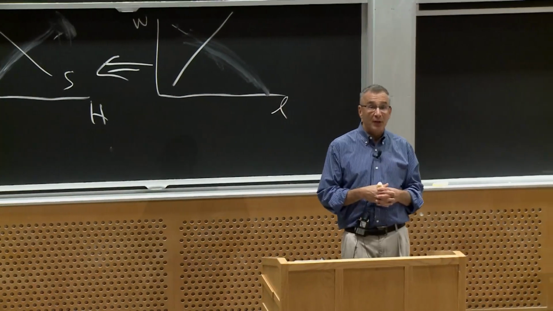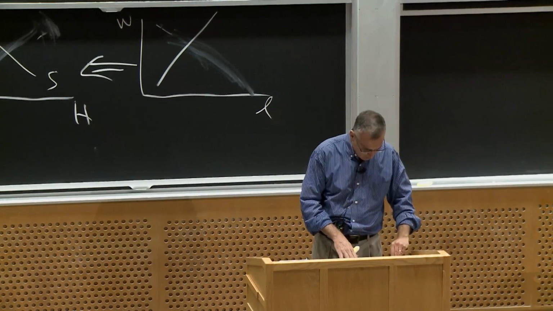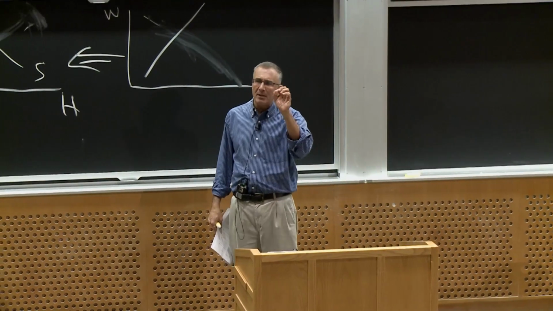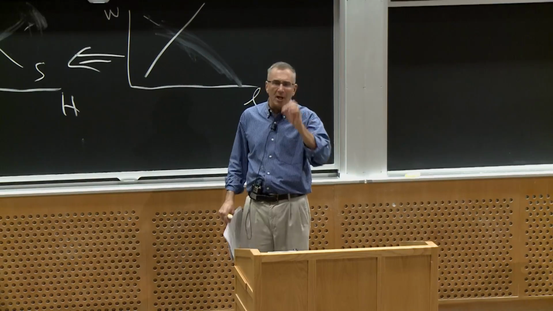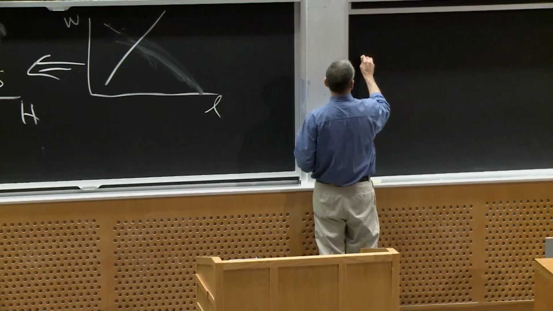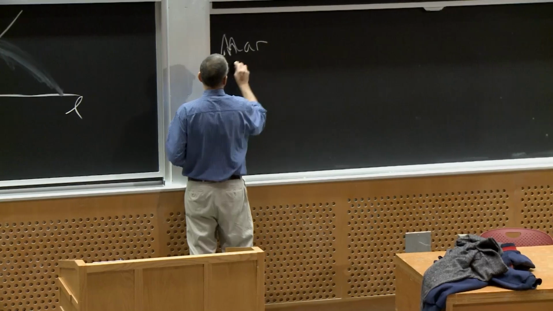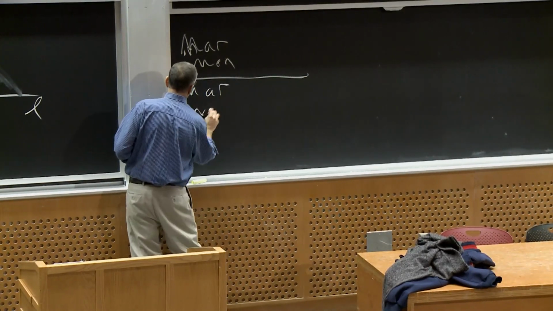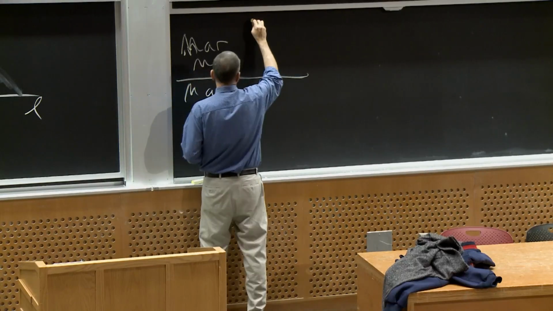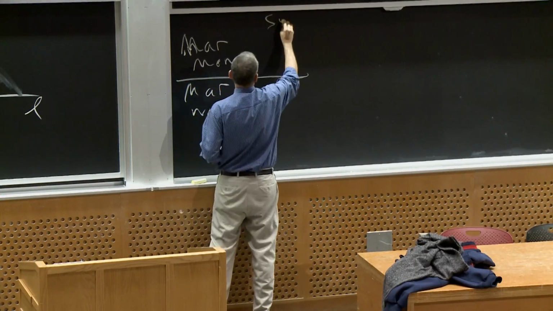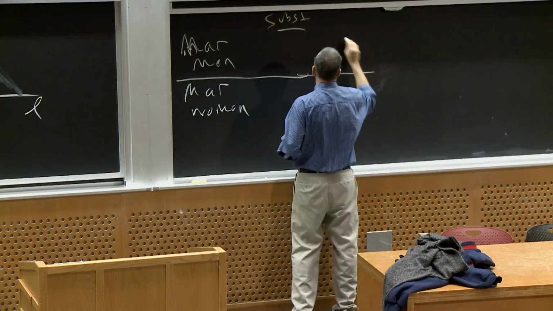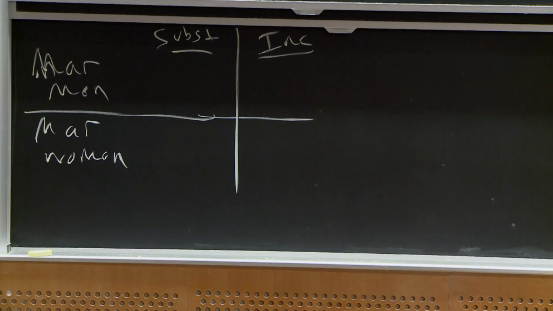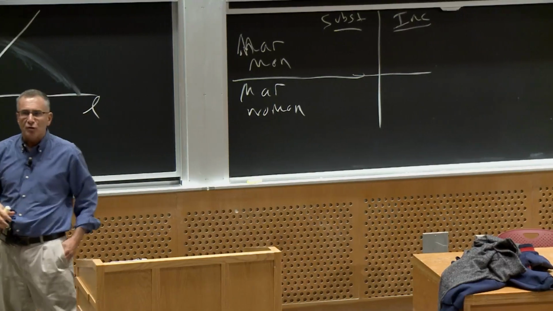Okay? It was a very different labor market than it is today. So what I want you to think about in that world is to intuit the size of substitution and income effects. So let's talk about married men and married women, and let's talk about their substitution effect and their income effect. And I just want you to think about relative sizes. So let's start with the substitution effect.